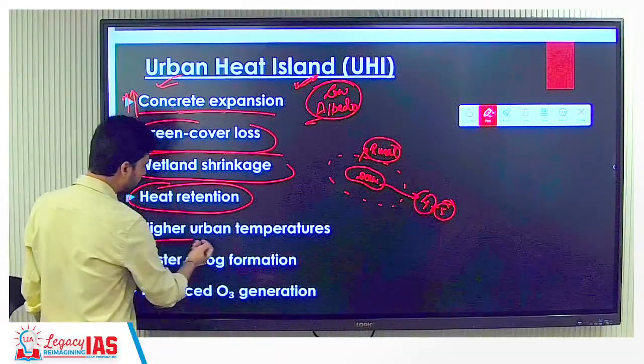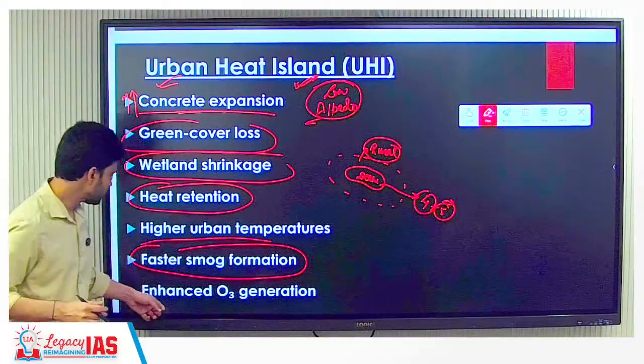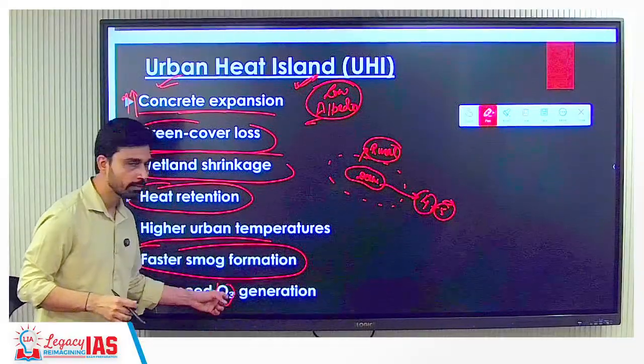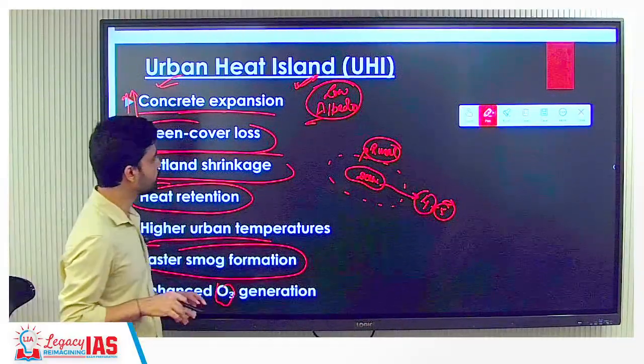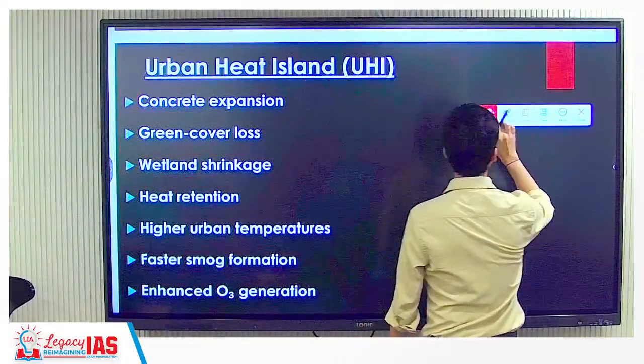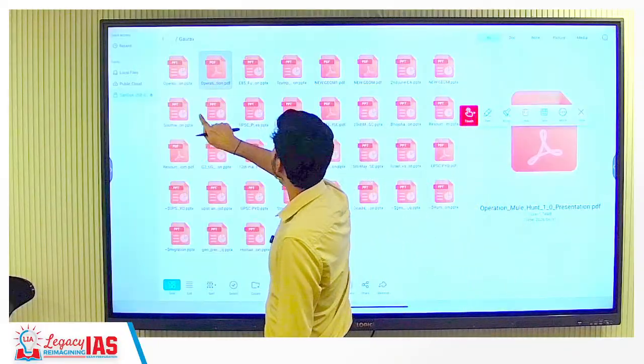So that's why you have higher urban temperature and faster smog formation. Why are we talking about this temperature? Because we have seen that the formation of ozone is determined by what factor? How much heat is present in the atmosphere. So the higher the heating in the urban areas, the more ozone will form, and the worse the pollution will be.